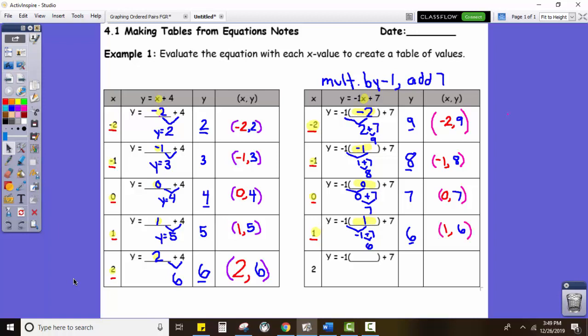And last row for this table, I'm plugging in 2. So plug in 2, multiply it by -1, which is -2, plus 7 is 5. My ordered pair then, x was 2, y was 5, so 2, comma 5.